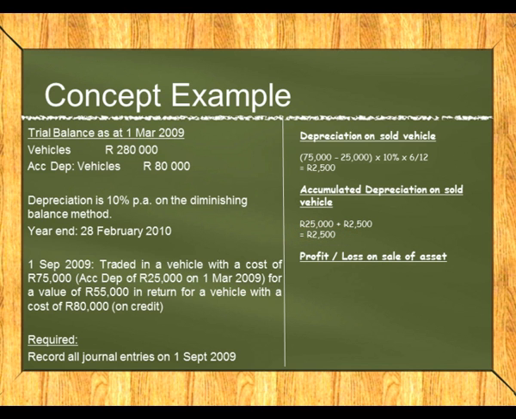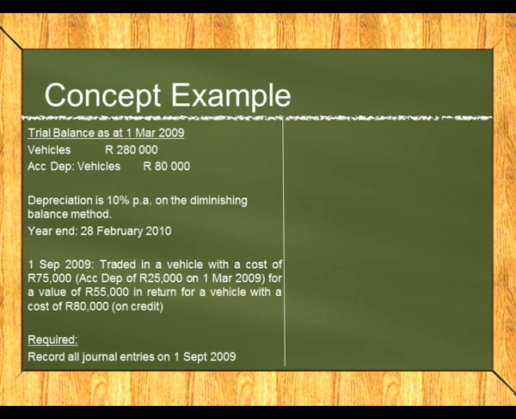Then we calculate our profit or loss on the sale of the asset. We start off with our proceeds. We are told that we traded in for a value of 55,000. Then we take away our carrying value, which is our 75,000, minus the 27,500, not only 25,000, which will give us a carrying value of 47,500. That gives us our profit on sale of the asset of 7,500.